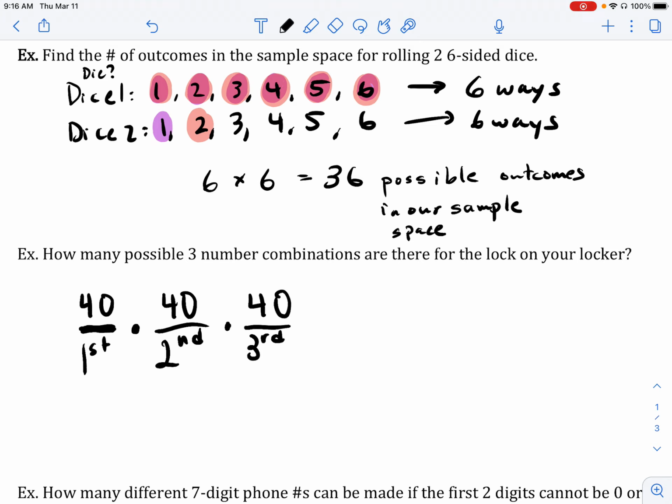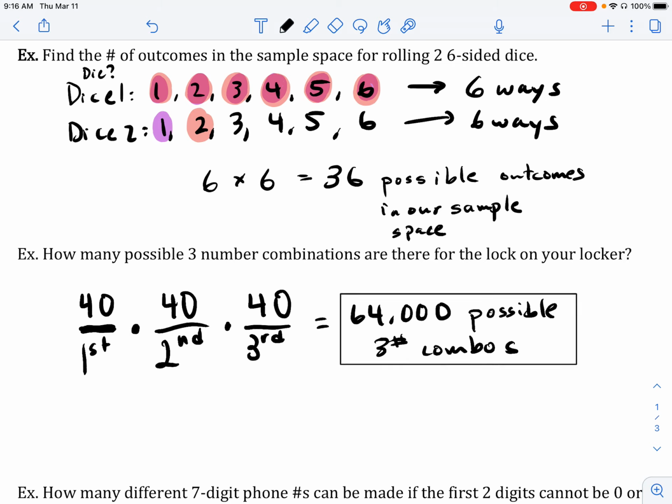So this is pretty easy to multiply. Here, we would just do 40 times 40 times 40, which is 64,000 possible 3 number combinations. I'll just say combos, right? And again, this is an instance where repeats are okay. I'm going to write that. Repeats are okay, right? We could have something like 1 and then a 2 and a 2. That's fine. Well, what about when we don't want repeats, where maybe the condition is you can't have any repeating numbers? So repeats, not okay.